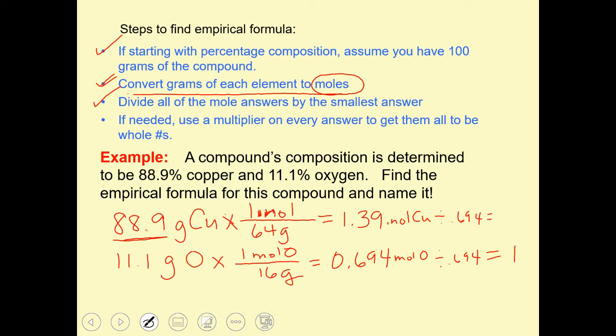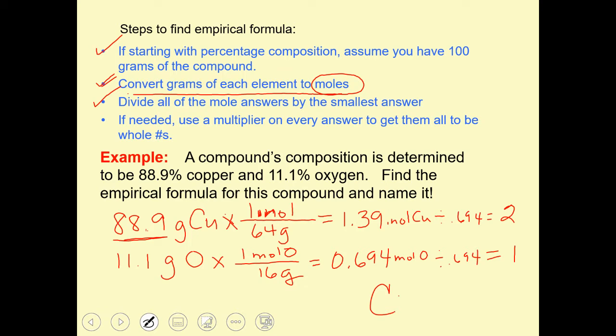So for this other one, when we divide, we're going to get 2 point something. Well, that's pretty much 2, because I forget the exact number. Hang on here a second. We get 2.0028. That's close enough to round off to 2. And what this tells us is that we have 2 atoms of copper for every 1 atom of oxygen.